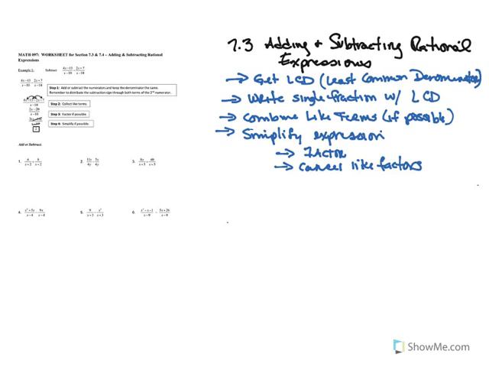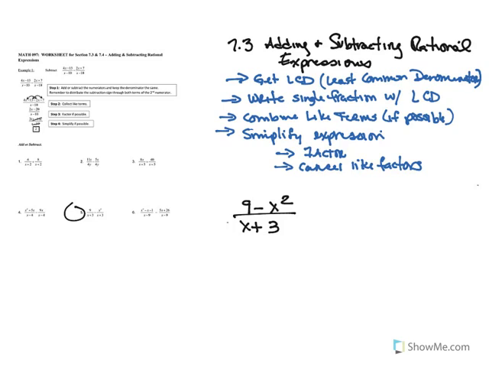So the first rule of adding and subtracting is really you're supposed to get your LCD. But for the ones we've been doing, we already have a common denominator, so we're good to go. Then you should write a single fraction with that LCD. So let's look at number 5. The common denominator is x plus 3. We already had that. Then we're going to write it as a single fraction. So 9 minus x squared is what we would have there.